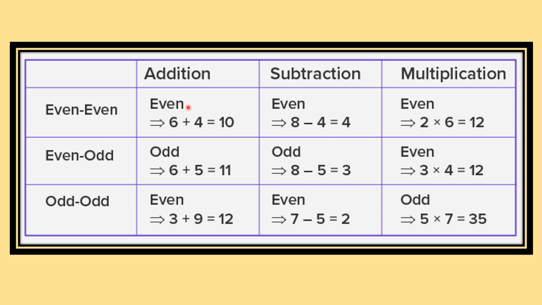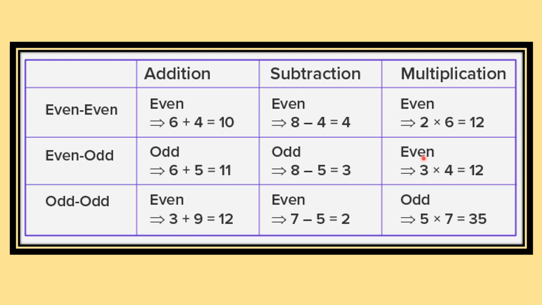If you add two even numbers, then you will get an even number, and if you subtract two even numbers, then you will get an even number. If you multiply two even numbers, then you will get an even number. Similarly, if you take one even and one odd number, here 6 is an even number and 5 is an odd number. If you add 6 and 5, you will get an odd number. Similarly for subtraction, if you subtract one odd number from one even number, you will get an odd number.